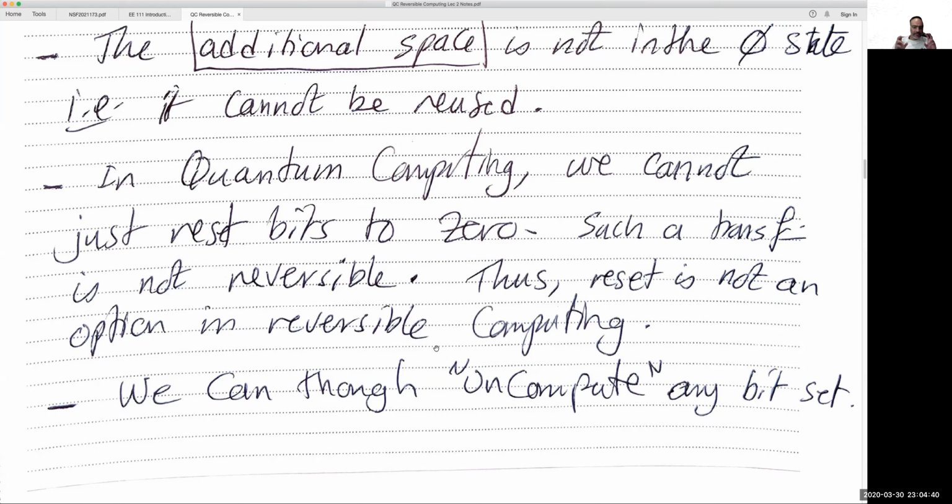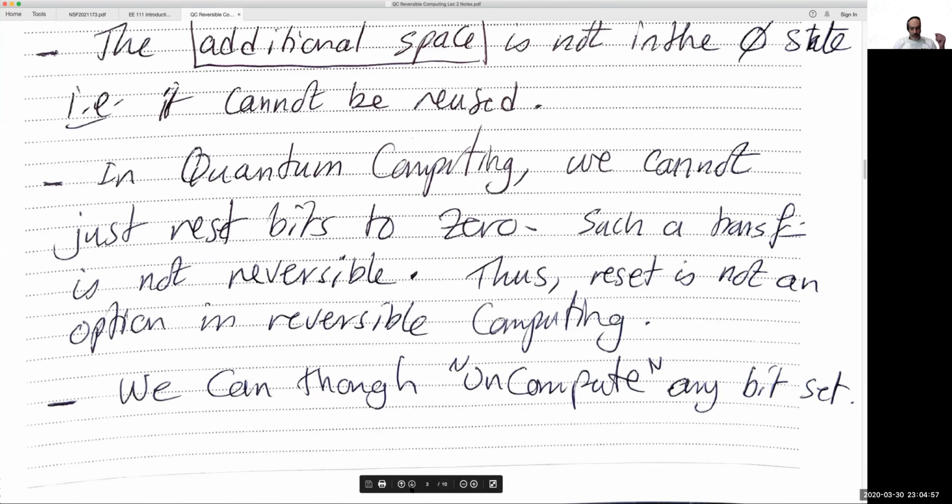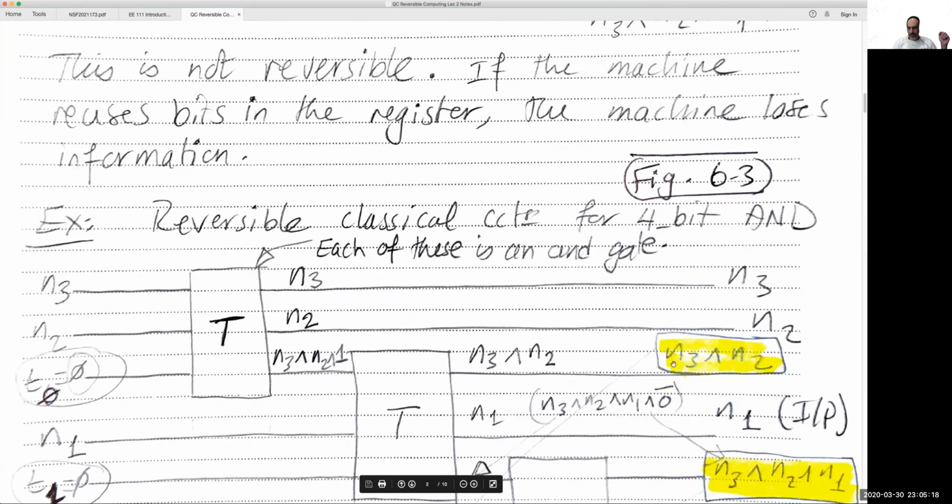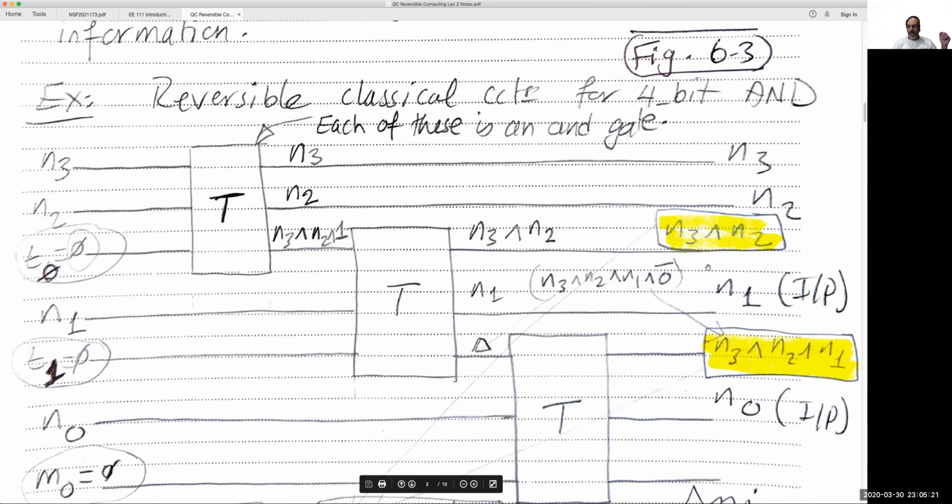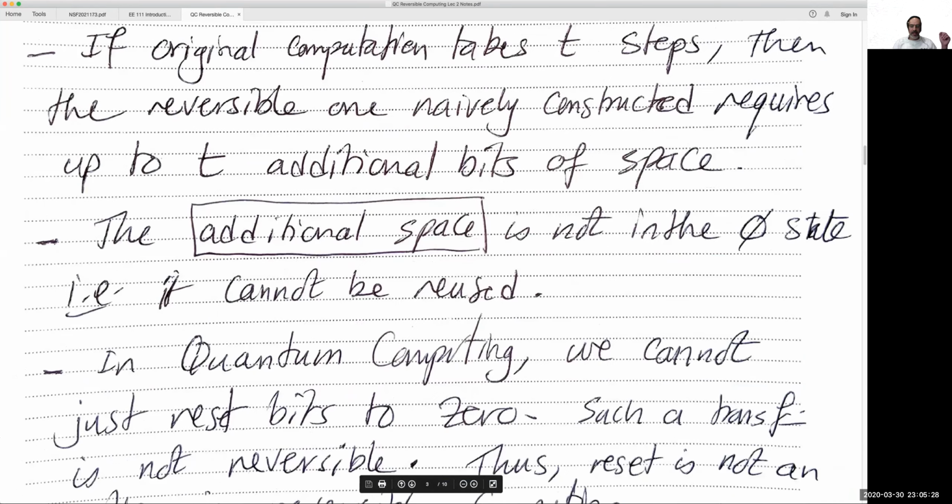But since the operations we are working with are reversible, we can do what's called uncompute, and uncompute on any bit set. Uncompute means that we are using the fact that the computations are reversible, meaning we can go from input to output and from output to input. Basically, the idea here is those results, the ones that I had in yellow here, can we uncompute them and recover that space? That's the idea of uncomputing.